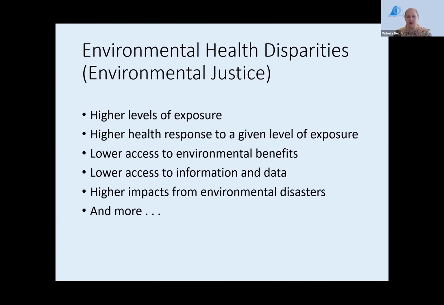Another issue that I'm very interested in is lower access to information. And I'll talk a little bit more about this later, but we actually have more data and better ability to estimate environmental health conditions for some people than others.